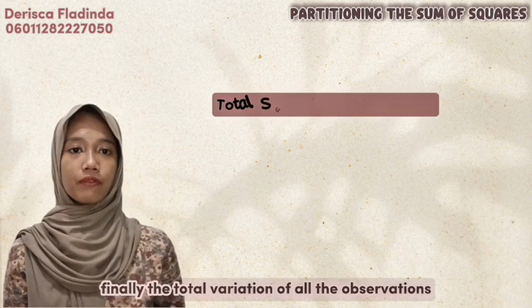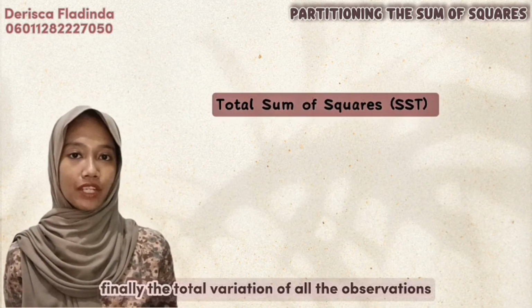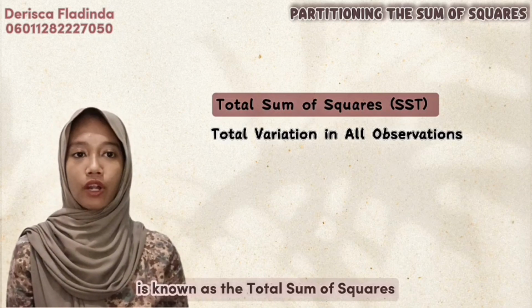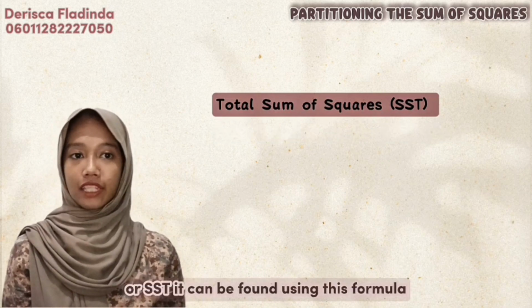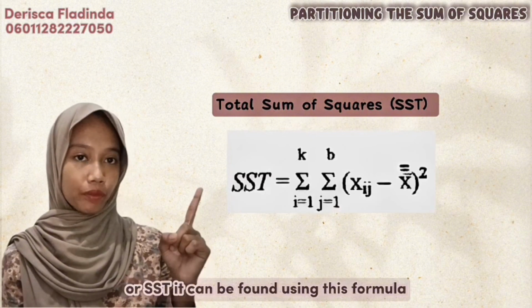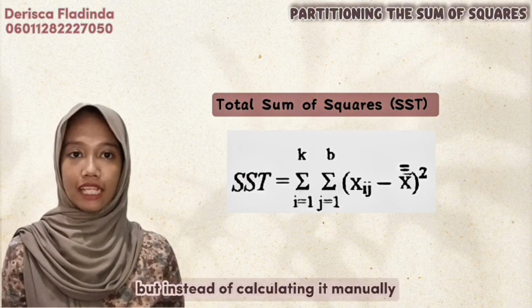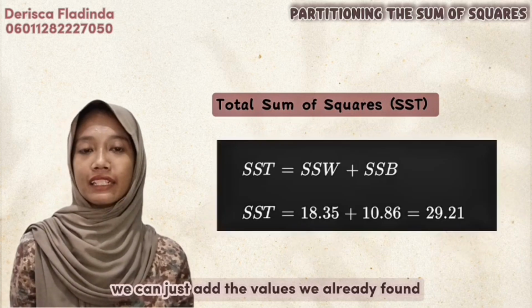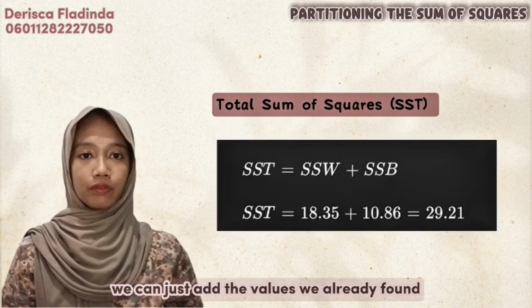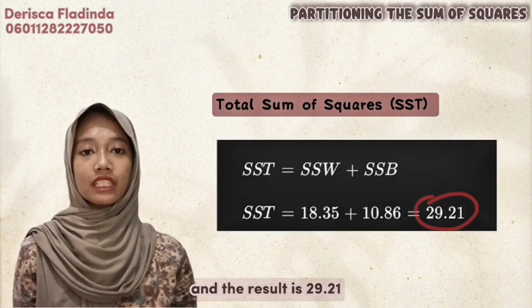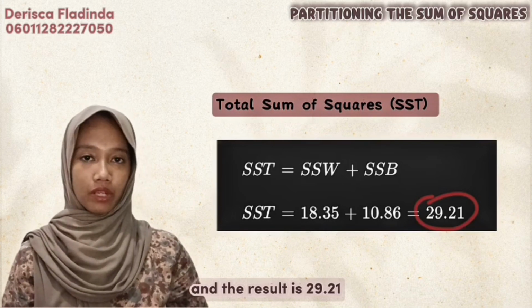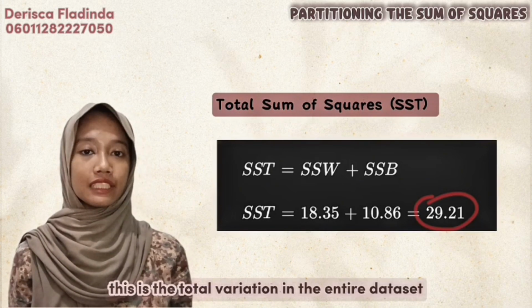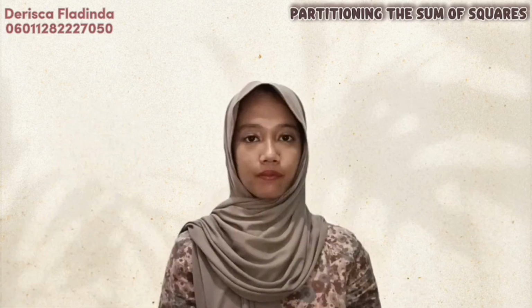Finally, the total variation of all the observations is known as the total sum of squares, or SST. It can be found using this formula. But instead of calculating it manually, we can just add the values we already found. And the result is 29.21. This is the total variation in the entire dataset.